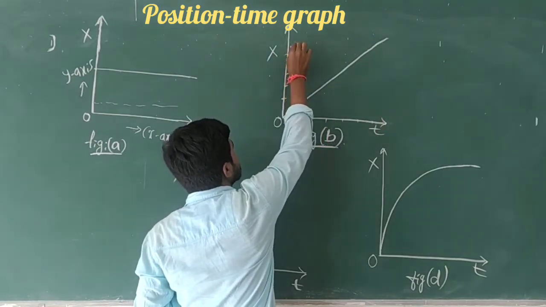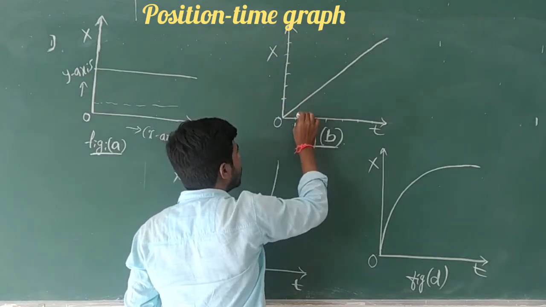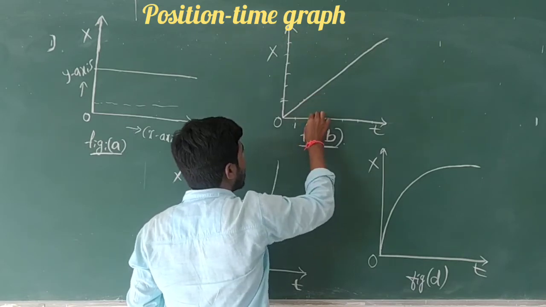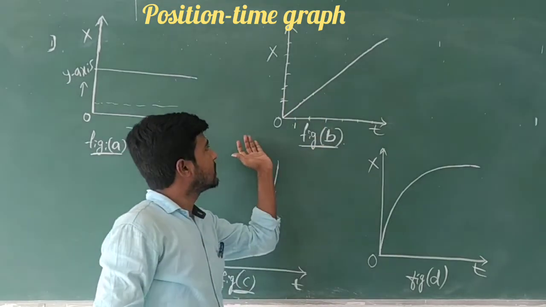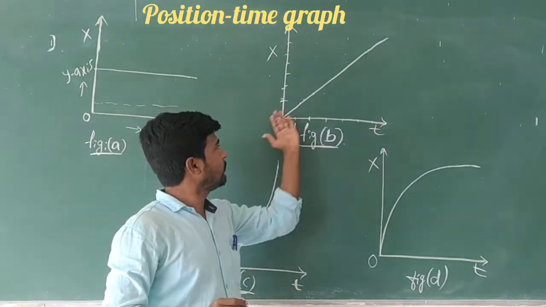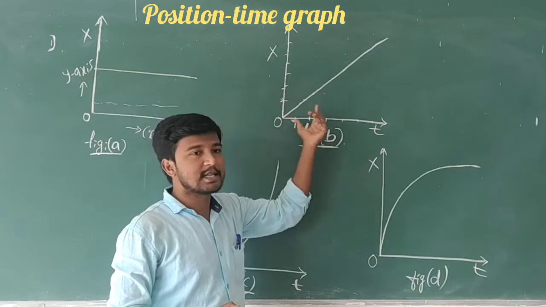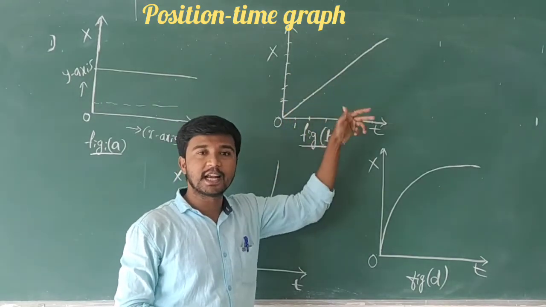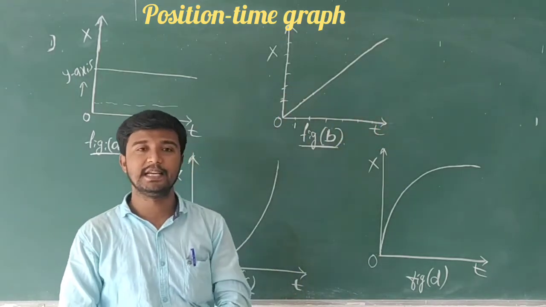In the first second it covers a distance of 1 meter. In the next second it covers another 1 meter, and so on. That means the body is moving with uniform velocity. And the position versus time graph in this case is a straight line. This straight line is inclined to the x-axis.